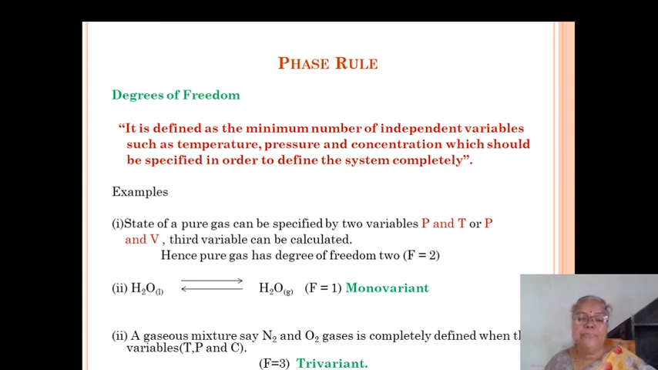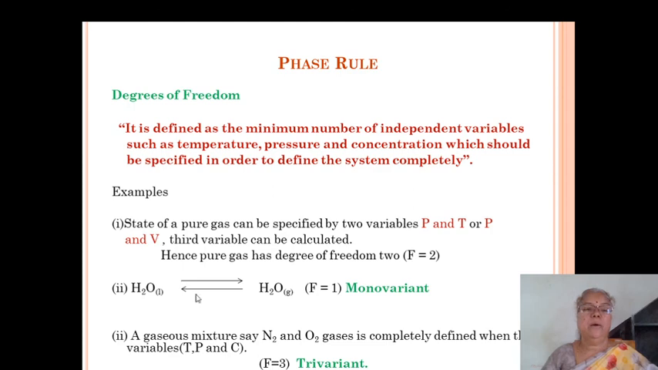Such a system is called a trivariant system. Depending on the value of F, we can have monovariant system, bivariant system, trivariant system or invariant system.